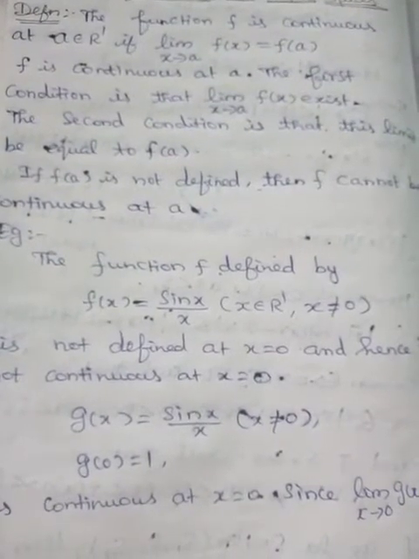The second condition is that this limit be equal to f of a. So next example, the function f defined by f of x is equal to sin x divided by x, x belongs to R^1, x is not equal to 0, is not defined at x equal to 0 and hence not continuous at x equal to 0.